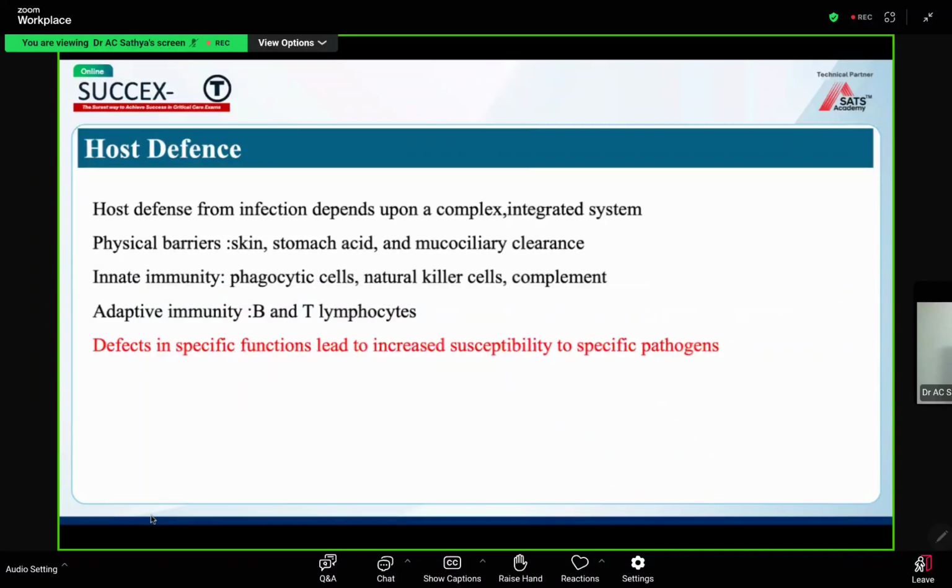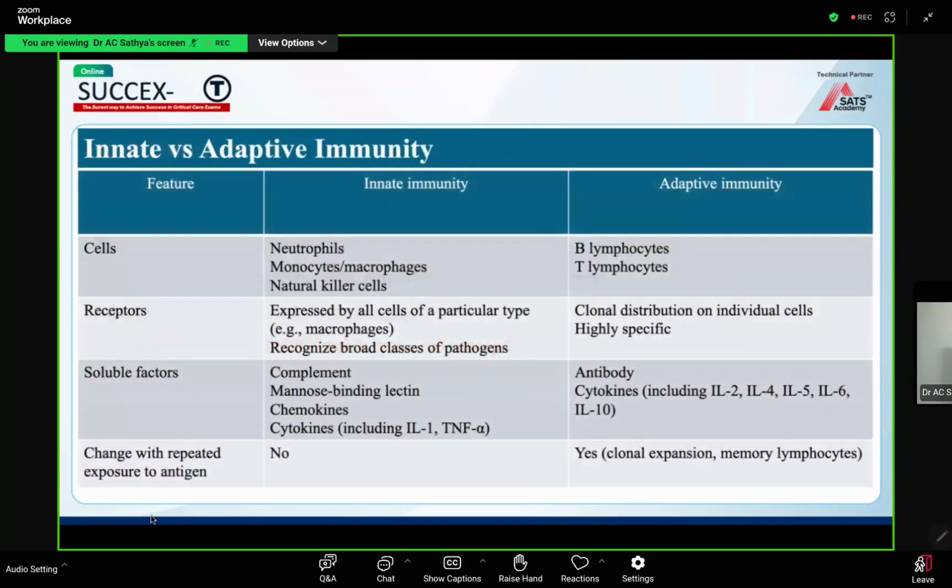So when it comes to immunocompromise, first we'll have to understand what constitutes host defense. Host defense is an integrated process which involves multiple cell lineages. There are also physical barriers like skin, stomach acid, mucociliary clearance. And the whole of immunity is divided into innate immunity and adaptive immunity. Adaptive immunity is what you develop with exposure to the microorganism, and it's mostly regulated by B and T lymphocytes. And innate immunity is regulated by neutrophils, monocytes, macrophages, natural killer cells, complement, cytokines and chemokines.